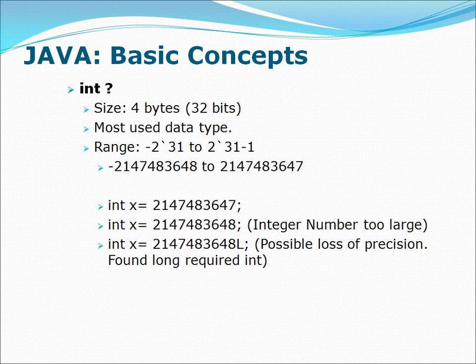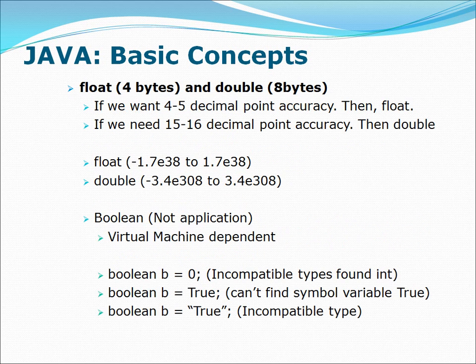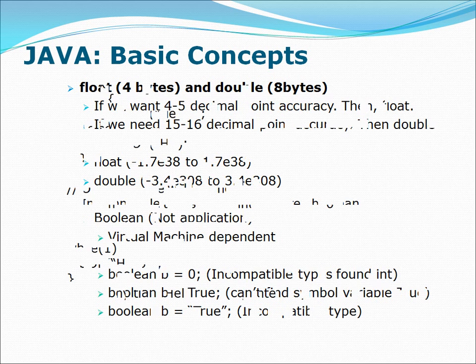Now what is the size of int? 4 bytes, which means 32 bits. And long we have seen. Then float and double. When do we use float, and when do we use double? If you have 4 to 5 decimal points, you go for float. If you want more accuracy, very lengthy, like 0.000123456, which one should you go for? Double, because float cannot accommodate such a big number.